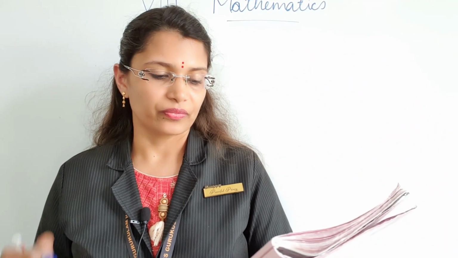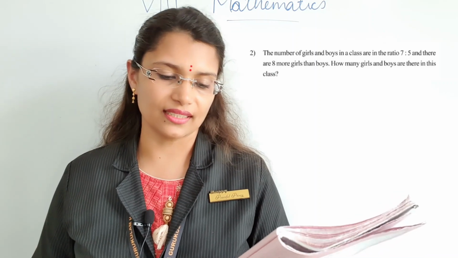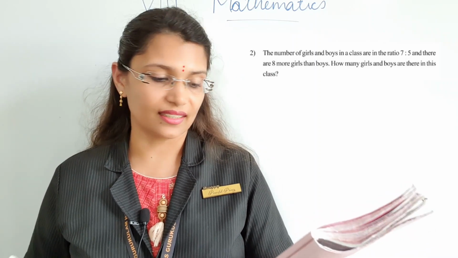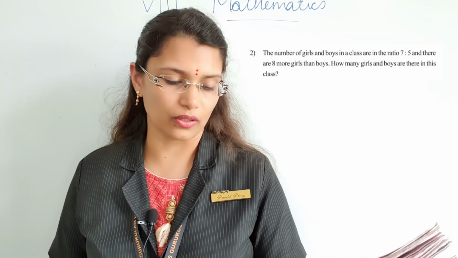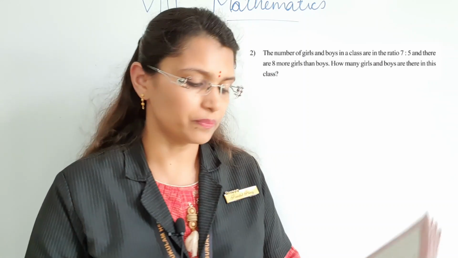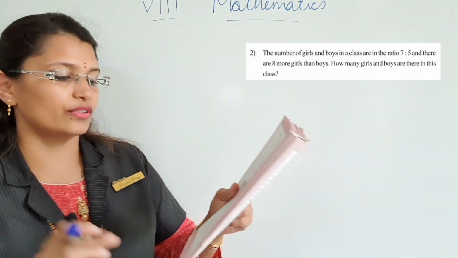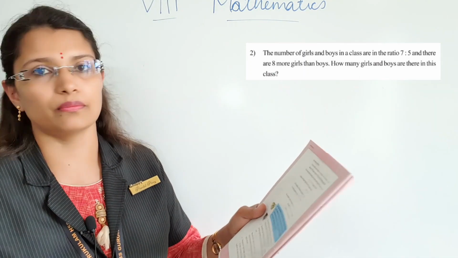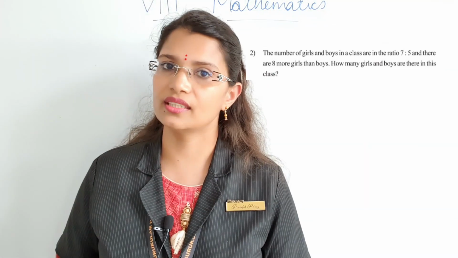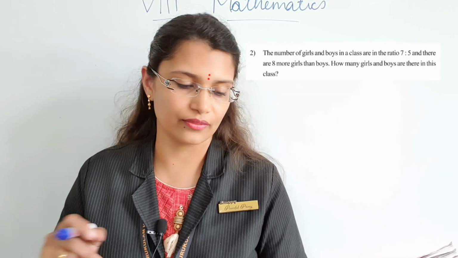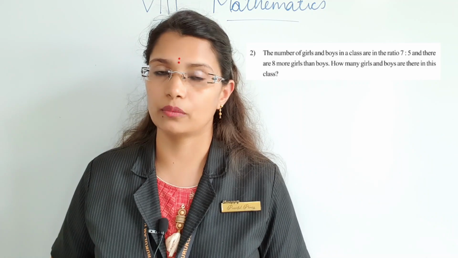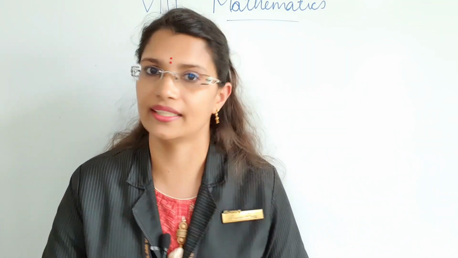Second question, the number of girls and boys in a class are in the ratio 7:5, and there are 8 more girls than boys. How many girls and boys are there in this class? This is the question. So here, children, first is number of girls and boys. In that ratio 7:5, 7 is girls and 5 is boys. And there are 8 more girls than boys, so the difference is 8.